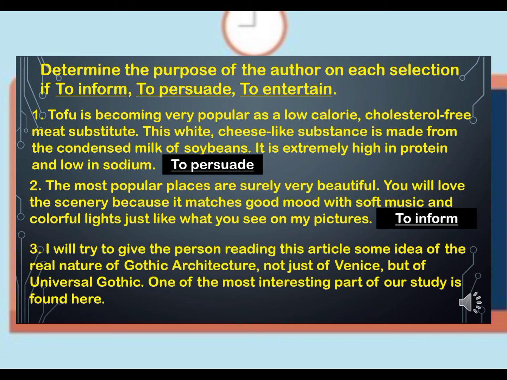For the third one: I will try to give the person reading this article some idea of the real nature of Gothic architecture, not just of Venice, but of universal Gothic. One of the most interesting parts of our study is found here. The purpose is to entertain. That is how we determine the purpose of the author.